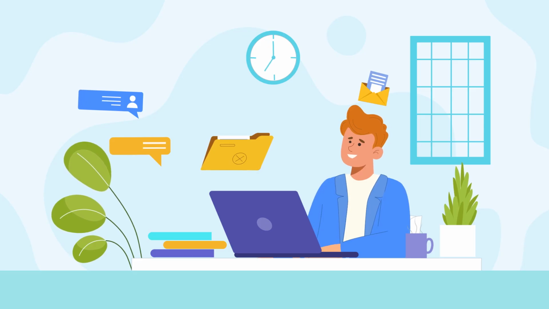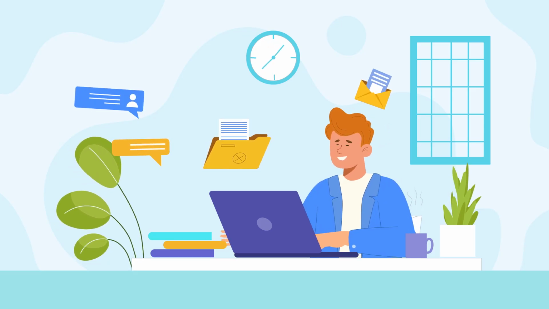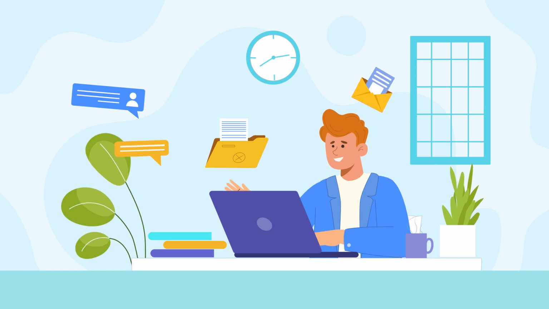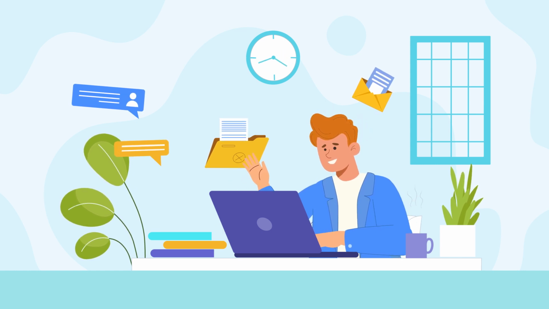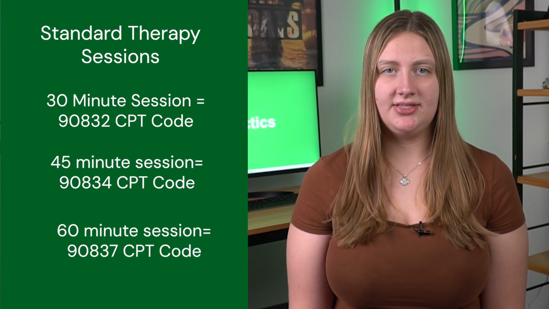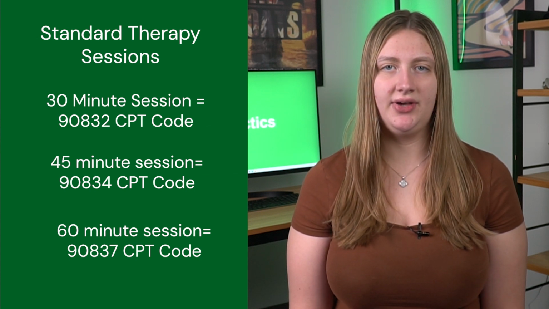So let's talk about specific codes you'll most likely see when it comes to therapy. And just a heads up, this can get a little specific, so stay with it. If you're seeing a therapist for a regular 30-minute session, they'll likely use a CPT code 90832. In a 45-minute session, that code will be 90834. If it is a full session of 60 minutes, this CPT code will be 90837.